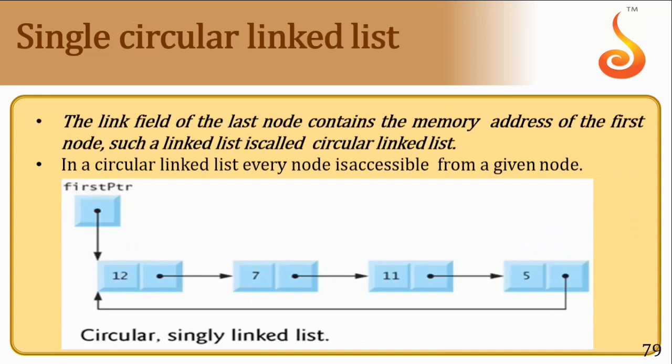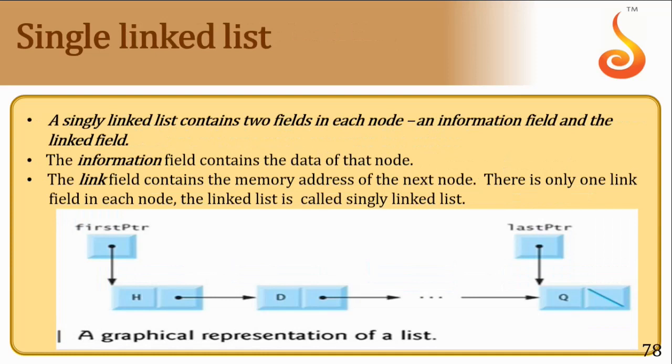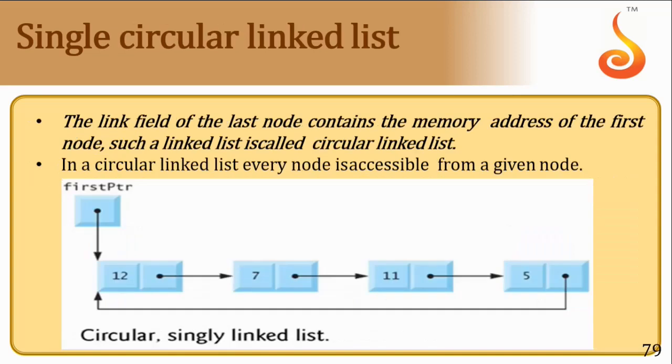Next is the single circular linked list. See, this is a single linked list. The last node's pointer part is pointing to null. Here what am I doing? It is pointing to the first node. So it is circular, it forms a circle, that is, after the last node you start from the first node.